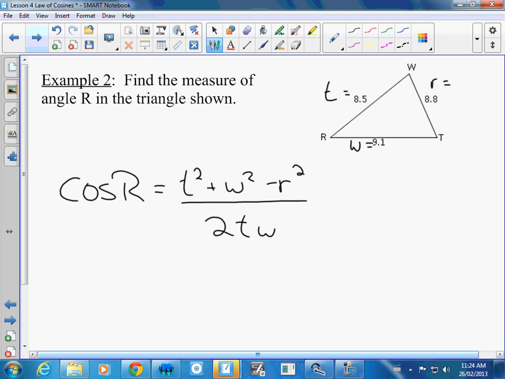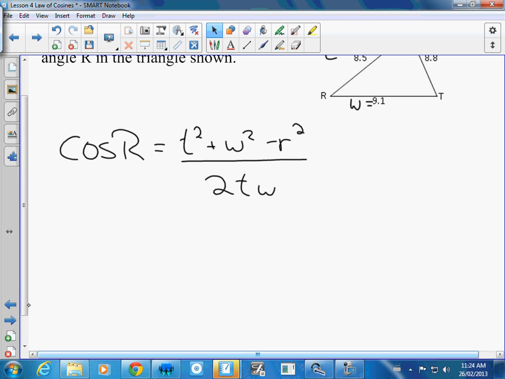Now, do you see the steps there that I did in creating the formula? I looked at my angle, and then the second thing I did was put my R at the end, right? Because I know it subtracts that one. And then the other ones are just filling in the T's and W's. There's our formula. Now what do we do? Take everything and plug it in.